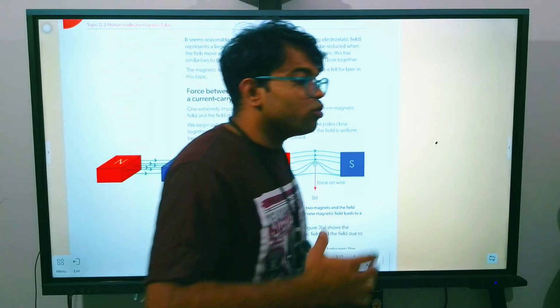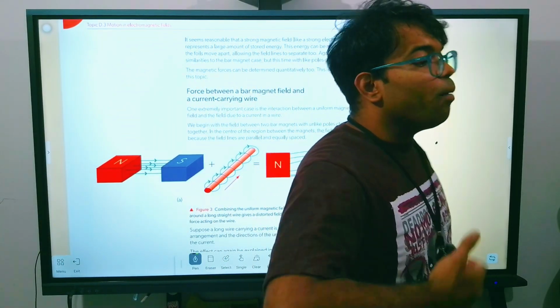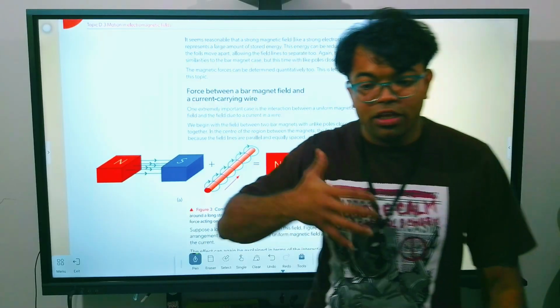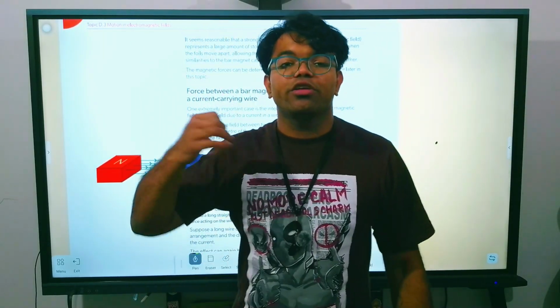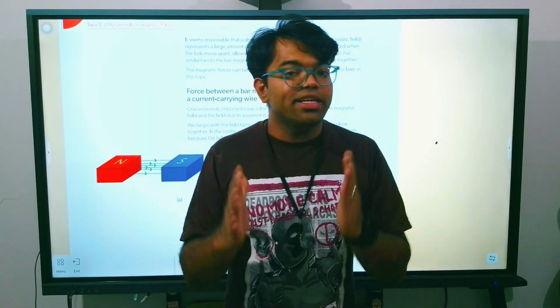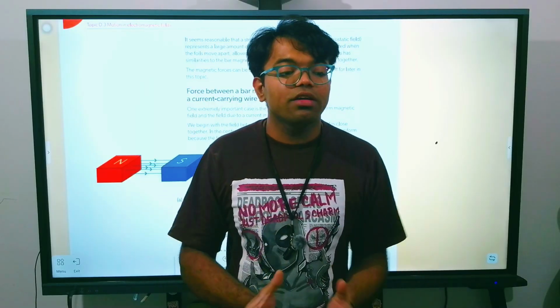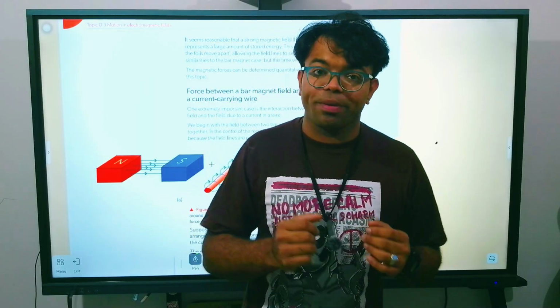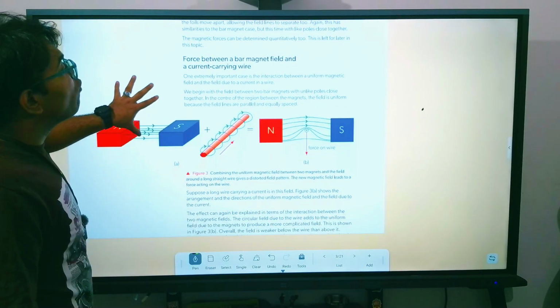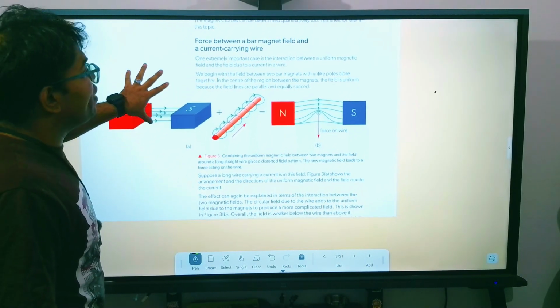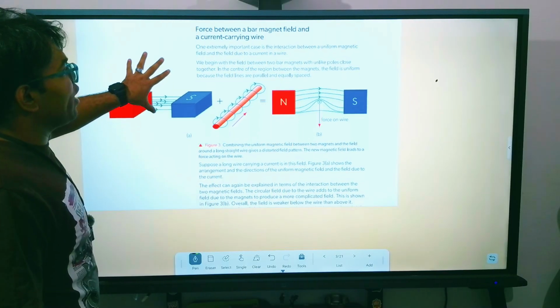So we are going to calculate the magnetic field produced by a conductor. Then using that information, we are going to calculate how much force these two conductors will actually put on each other. Okay, so all of this we are going to learn in the subsequent topics. Let's move on. So, forces between a bar magnet field and a current carrying wire.